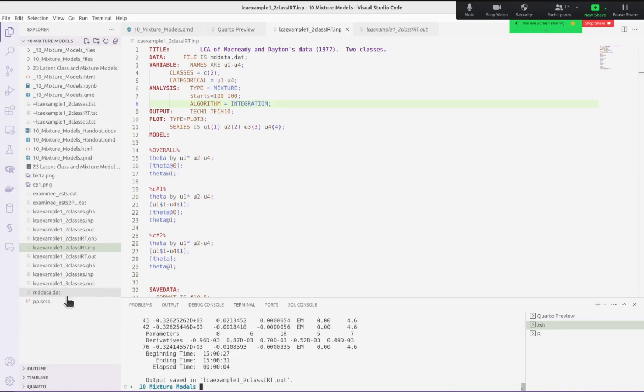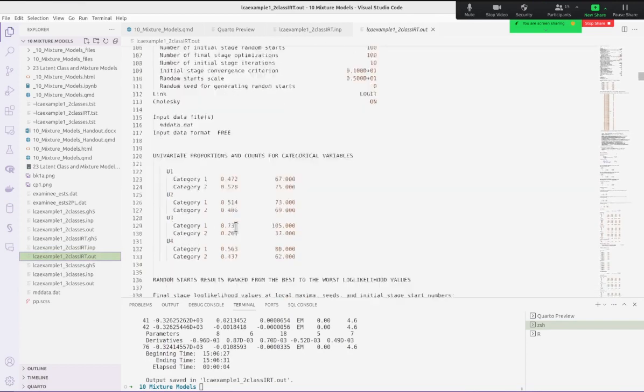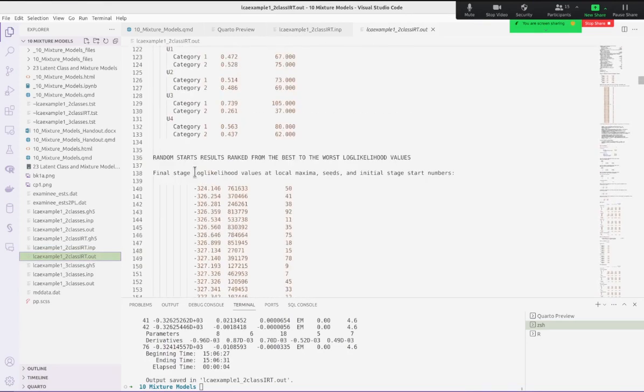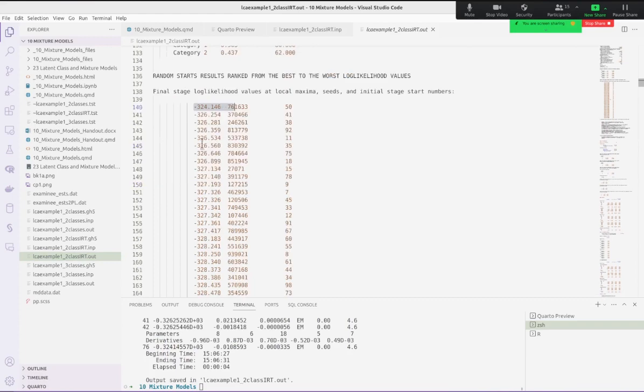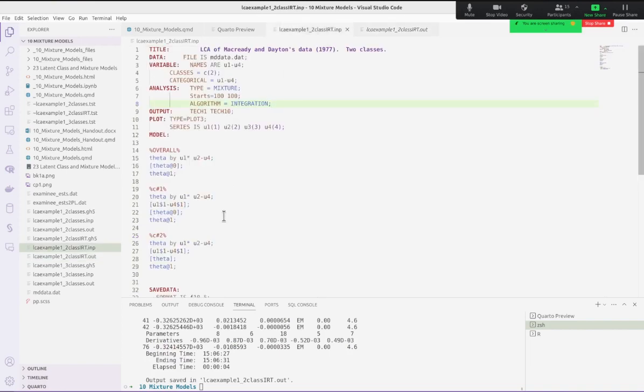But now let's take a look at its output right here. First thing I want to look at is whether or not we got the same log likelihood. Now look, one log likelihood is negative 324.146. That's the highest. It was not replicated, so take a look. Warning, warning, warning. This is not good. Oh, also the degrees of freedom for this model are negative. It's not identified. It turns out with 4 items this is hard to do.